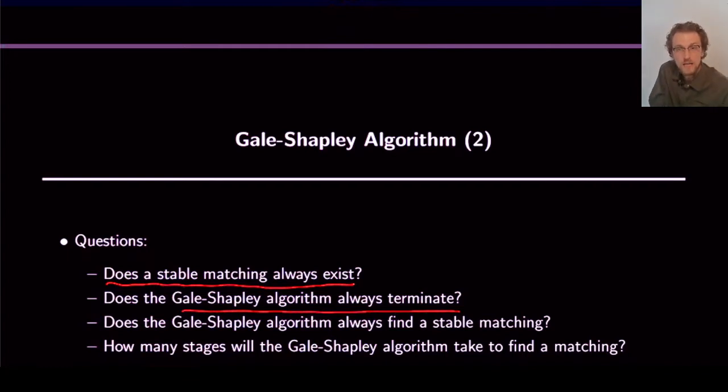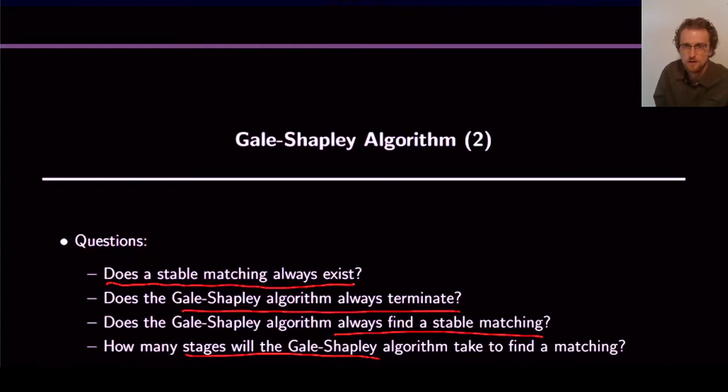Suppose the Gale-Shapley algorithm terminates. Does it find something good? Is what it finds a stable matching? That's an open question, and the answer to that is not at all obvious. If it's obvious to you, please come and talk to me. I want to hire you as a research assistant. And then, how long does it take? And then we can ask some other questions as well.